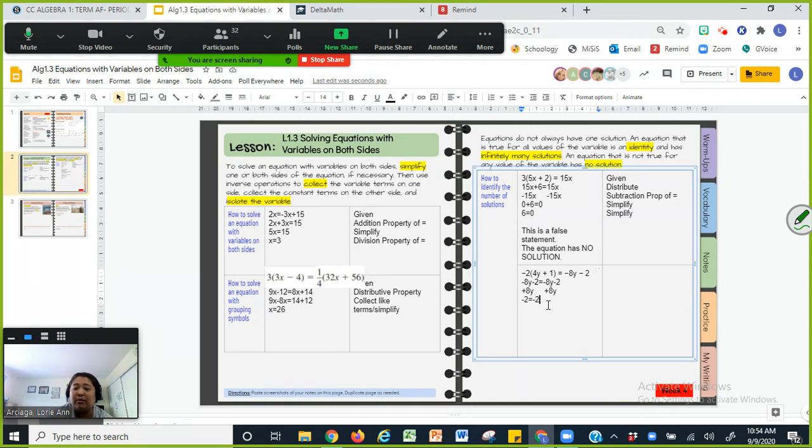Perfect. And then maybe you're saying, Miss, we need to add 2, you know? And let's see what happens. Okay, fine. Let's do that. Add 2. And then you also have to add 2 to the other side. And let's see what happens. What will they become? What's negative 2 plus 2?